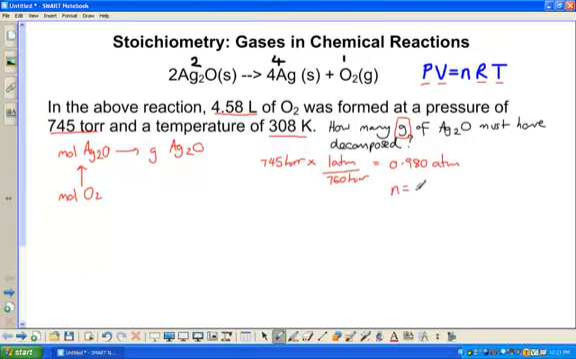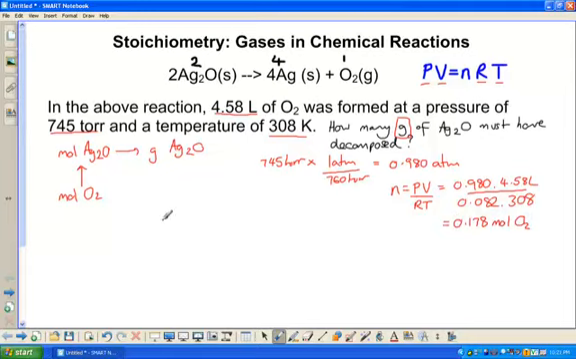Then all we're going to do is plug everything in. So our n is equal to PV over RT. Our pressure is what we just calculated, 0.980 atmospheres. I'm going to miss off the units here so I don't run out of space. Our volume is already in the units we want, 4.58 litres. On the bottom we have 0.082 with its own units, and our temperature of 308 Kelvin. We calculate all that out, and we get 0.178 moles of oxygen.